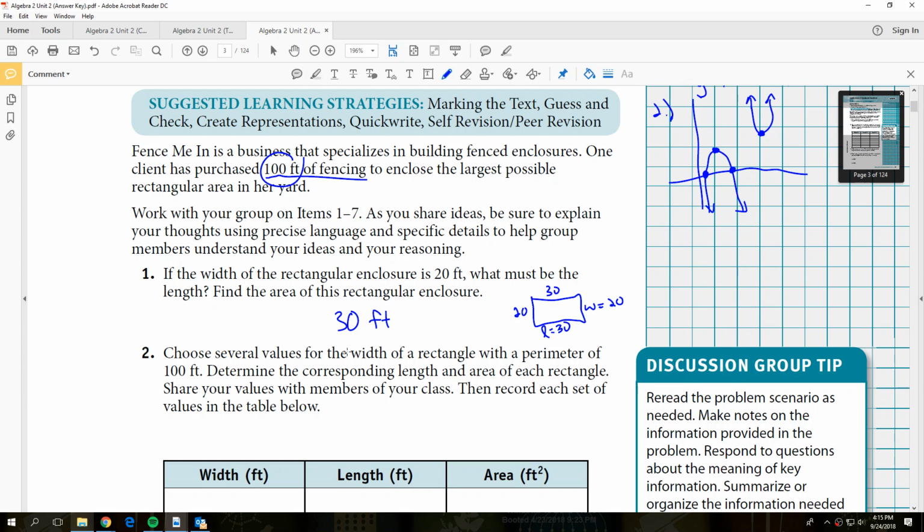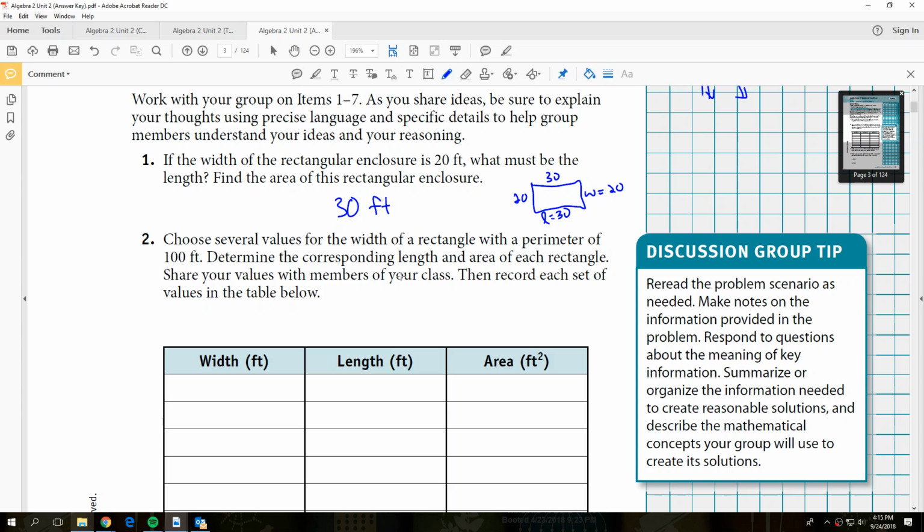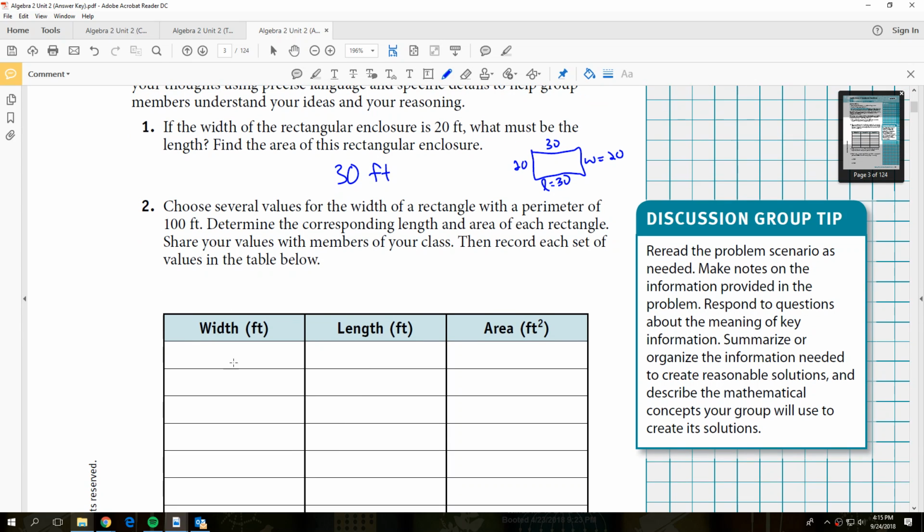Okay, so if this is the case, we're going to choose several values for the width of a rectangle with a perimeter of 100 feet, and we're going to determine the corresponding length. So for example, say our width was only 1 foot. Well, that's 1 on each side, right? So that's 2 feet. Remember, we have 100 feet total.